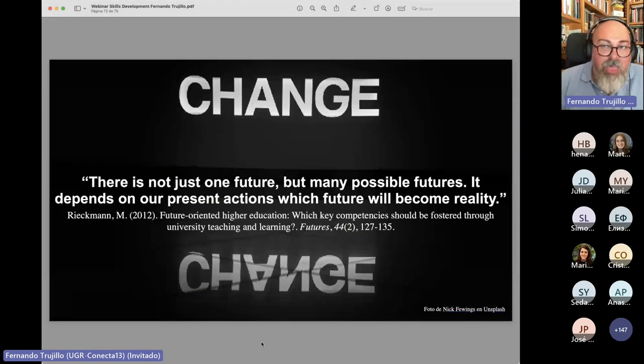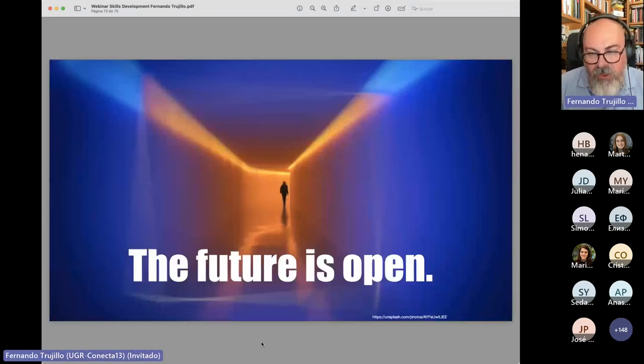And that is the task we have ahead, to build a future in which academic optimism is possible at our schools, and a future in which we turn our schools into enabling settings, into enabling institutions for teachers, students, and families, so that they can achieve the best learning results through these elements of academic optimism. There's not just one future, but many possible futures. And now it depends on us and our present actions to think and create the best possible future for all of us. So the future is open.